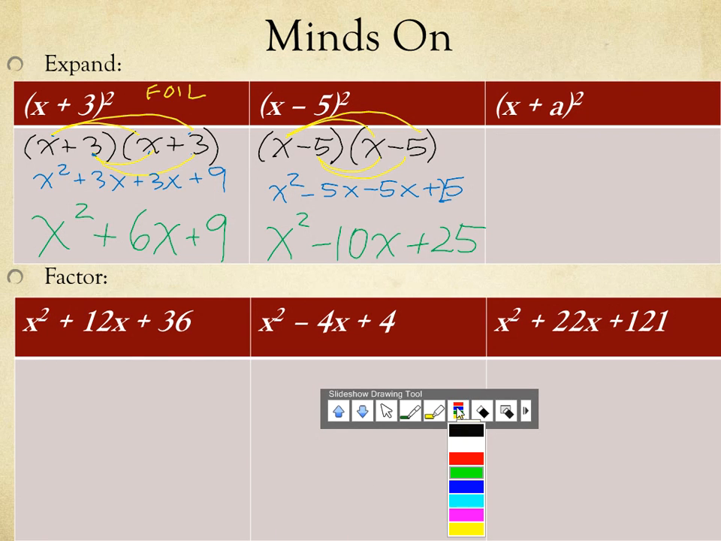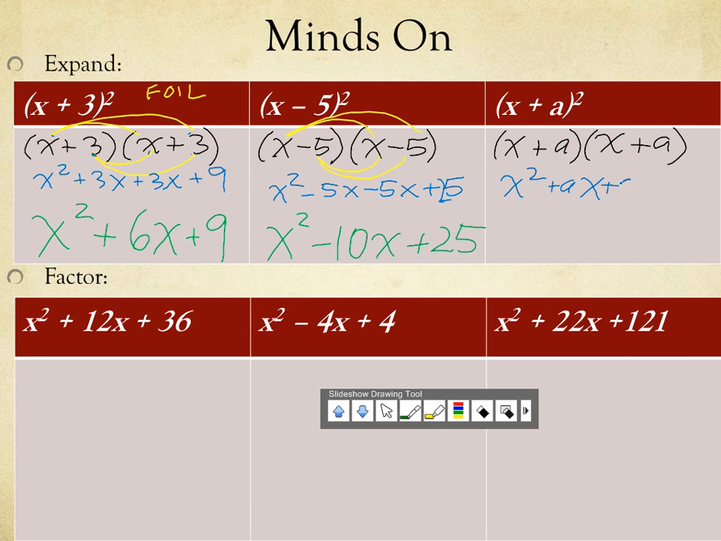Okay, one more like that that's a bit more general. x plus a times x plus a is the same thing as x plus a squared. x times x is x squared, x times a is ax, a times x again is ax, and a times a is a squared. When you collect like terms, that gives you x squared, and then we have ax and ax, which makes two ax's, plus a squared.